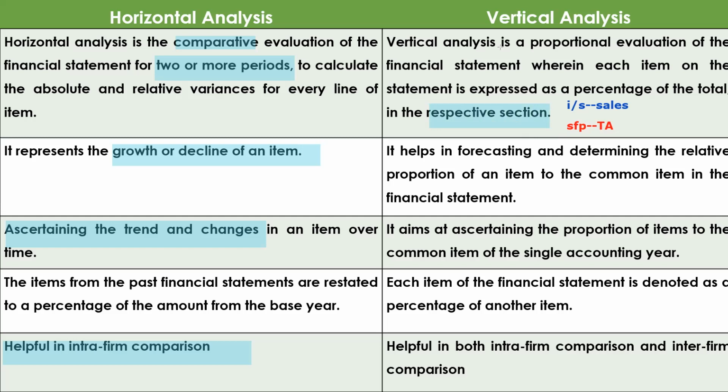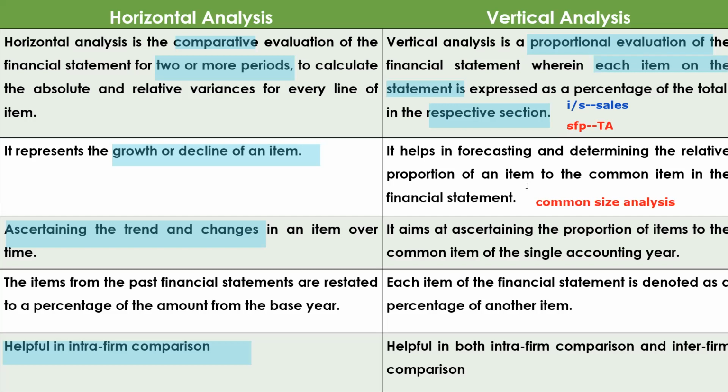So here it is the proportional evaluation of the items on the financial statement, right? So this helps in forecasting and determining the relative portion of an item from the common item in the financial statement. That is why it is known as the common size analysis. Why? Because it's taking a common item to analyze the figures, right?